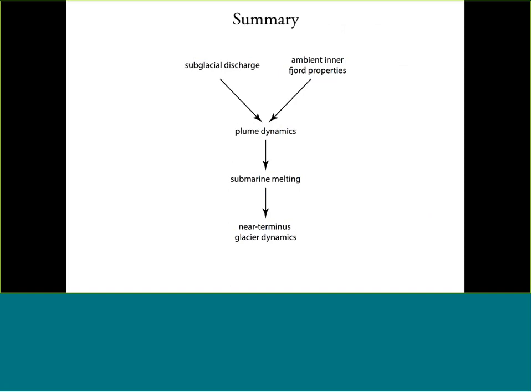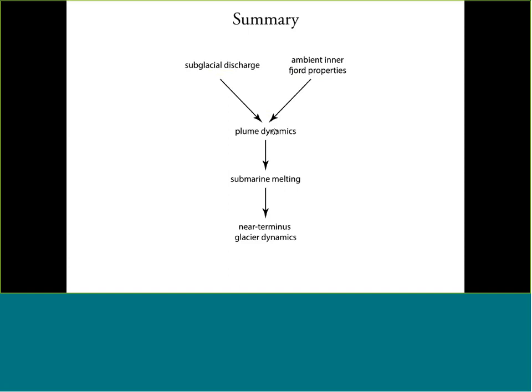So to summarize, basically what we're trying to do in this project is to quantify subglacial discharge from the LeConte Glacier. We're going to measure the properties of the bay, both using long-term moorings and by doing hydrographic transects. And those two things feed into plume dynamics. We'll be sampling the plume directly with remote-controlled kayaks.